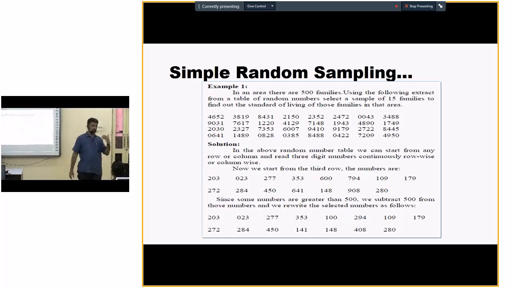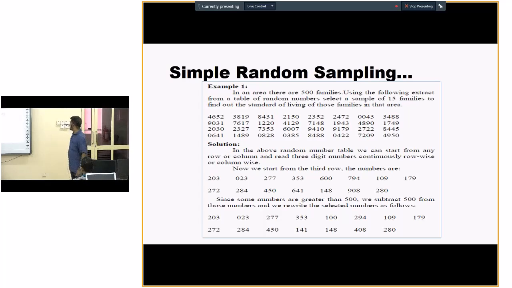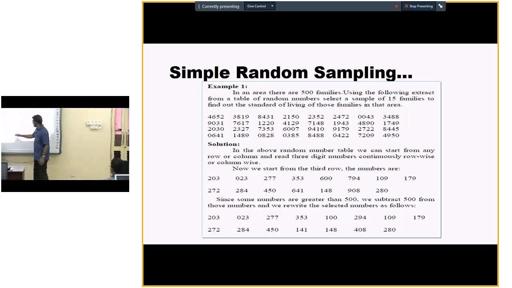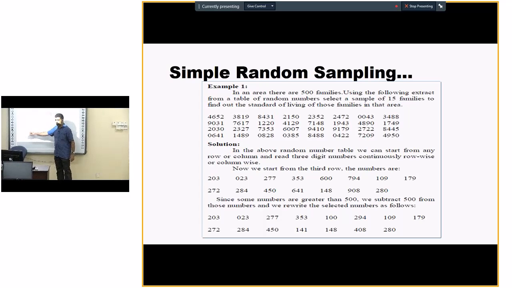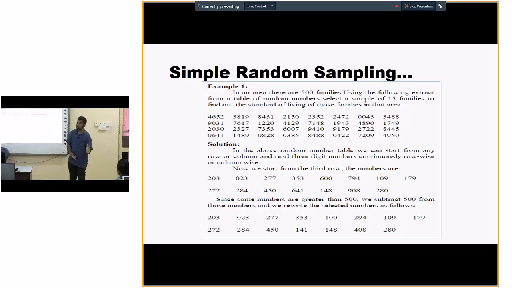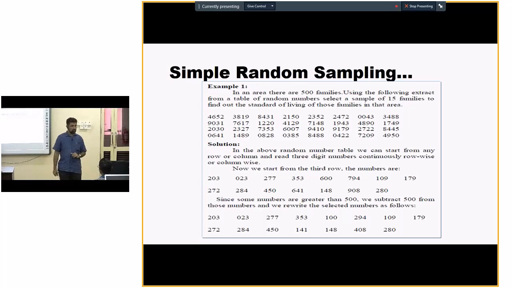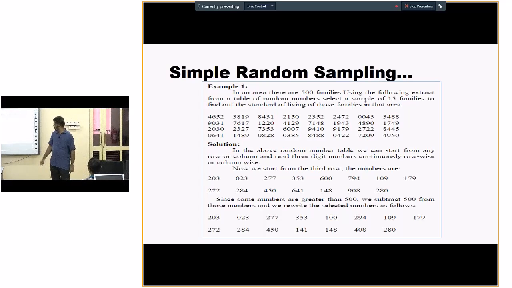After completing 15, we have to stop, right? Now you can see: 203, 23rd, 277, 353, here 600. Can you select 600? Now we have only 500, right? Then what to do? Our population size is 500, so we always have to reduce 500 from that 600. Then it becomes 100. Again, next 794, we reduce 500, then it becomes 294.